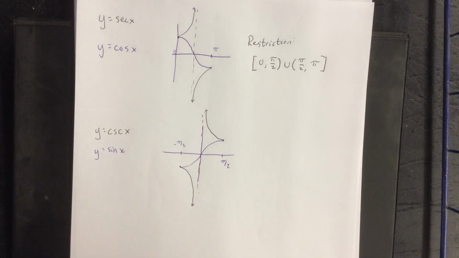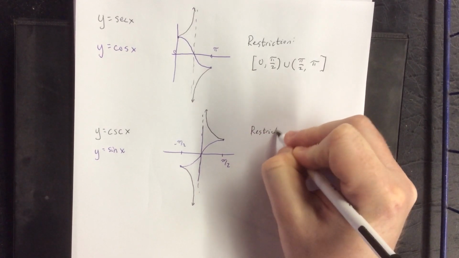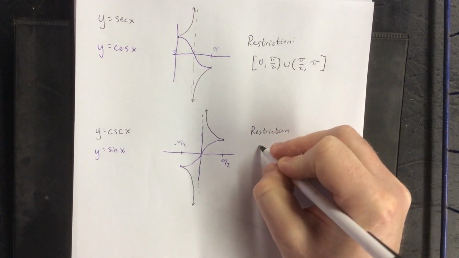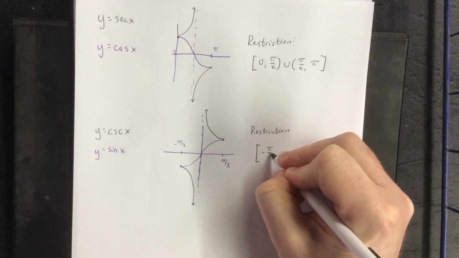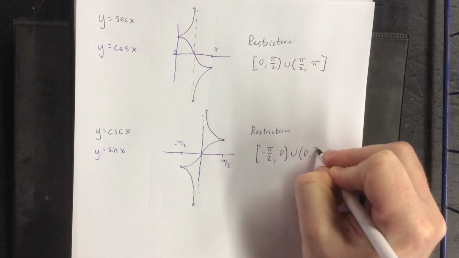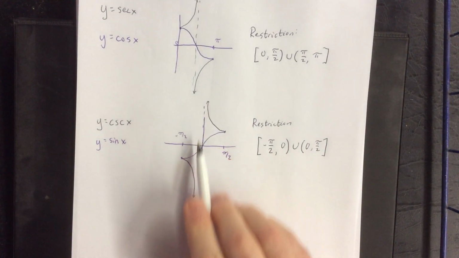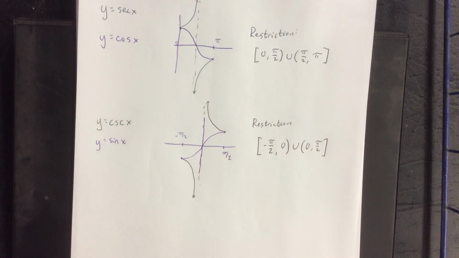So the restriction that we use for the cosecant will be the following. That'll be from negative pi over 2 to positive pi over 2 with the omission of x equals 0. The reason that we omit x equals 0 is, once again, there's a vertical asymptote there.